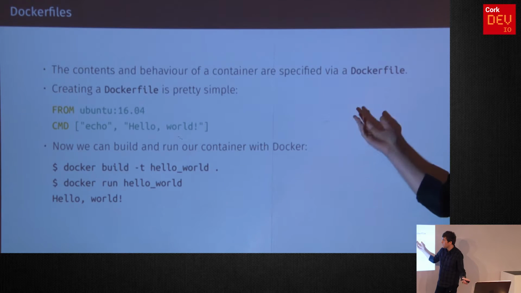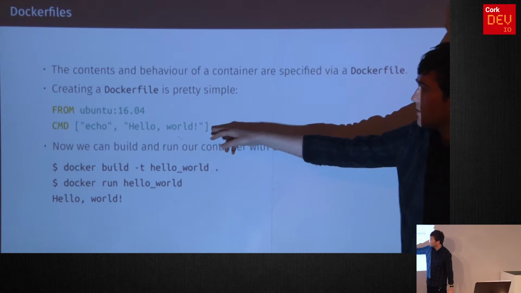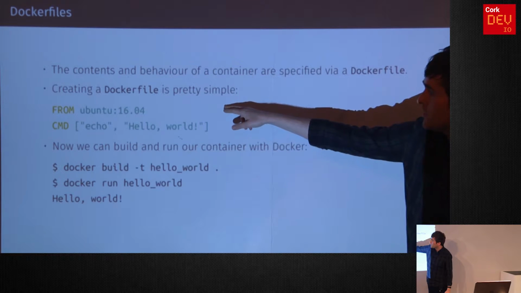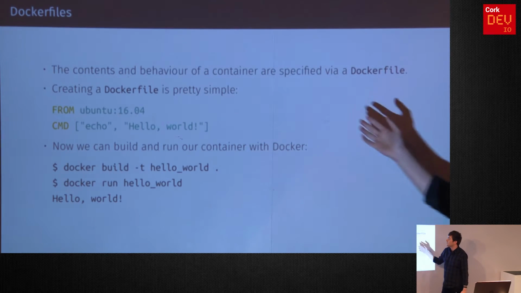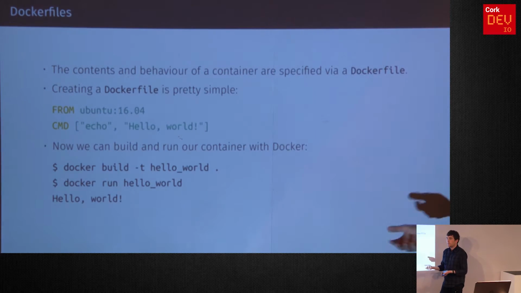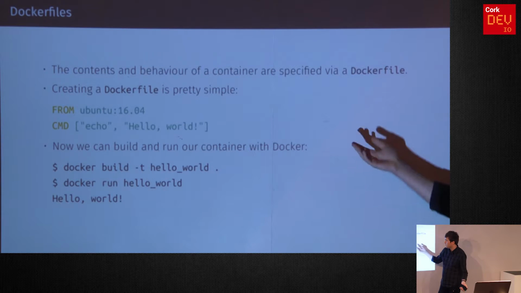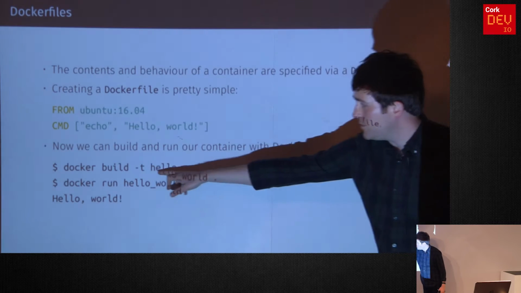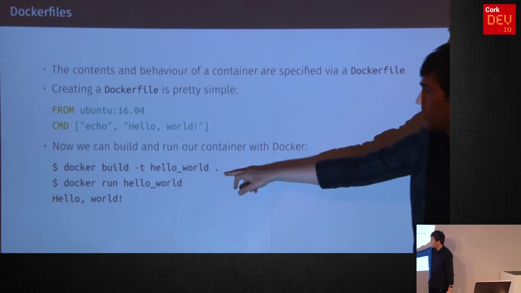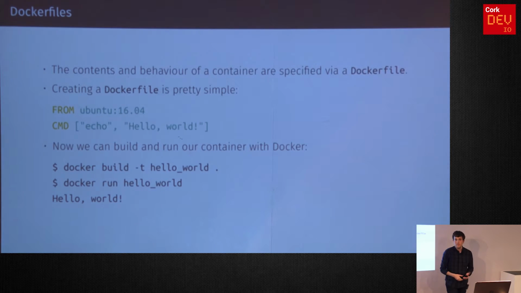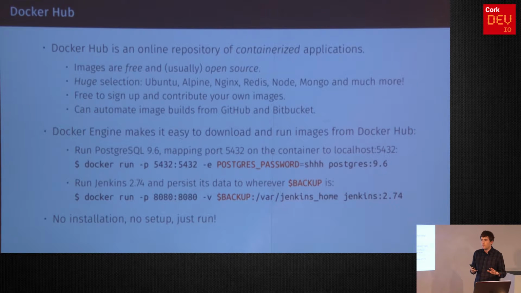Maybe it's just a simple example. Maybe I just want to say hello world or hello CorkDev. So what I can do here is write a file with the two-line contents there, from Ubuntu 16.04, and then I issue a command directive which just says what command I want to run when the container starts up. And that's it. Suddenly I can run this command here in the terminal window. I can say docker build, -t for tag, call my container hello world, and then I can run the hello world container and it'll print out into my terminal hello world. So it's pretty simple. Things will get a little bit more complicated in a bit.